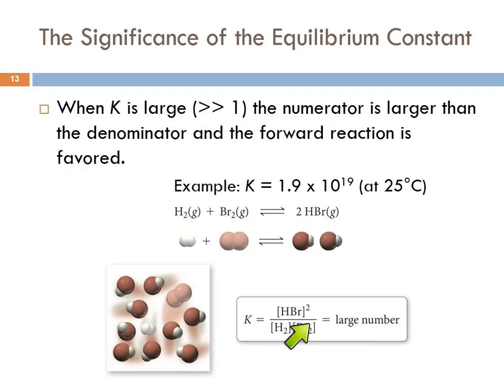In order to get a large number here, the top has to be big and the bottom has to be small. So that tells us that this situation favors the forward reaction. So we're going to get a lot of product and we're going to have very few reactants left. You're almost never going to have a situation where there's 0 reactants left. You might get down small enough where you can't measure it, but there's probably going to be at least 1 molecule left, right?